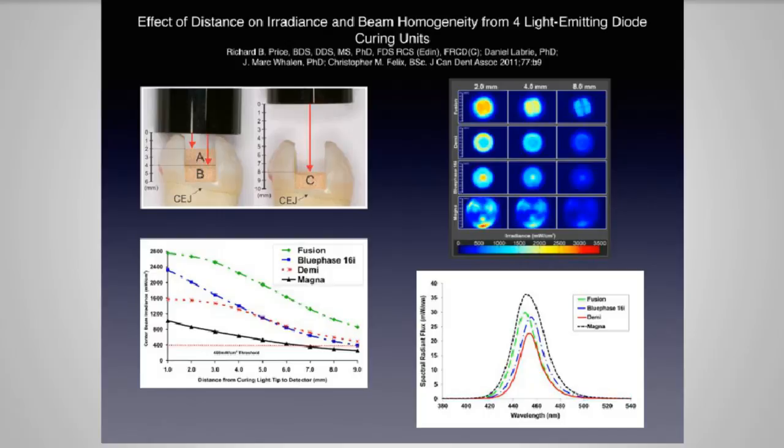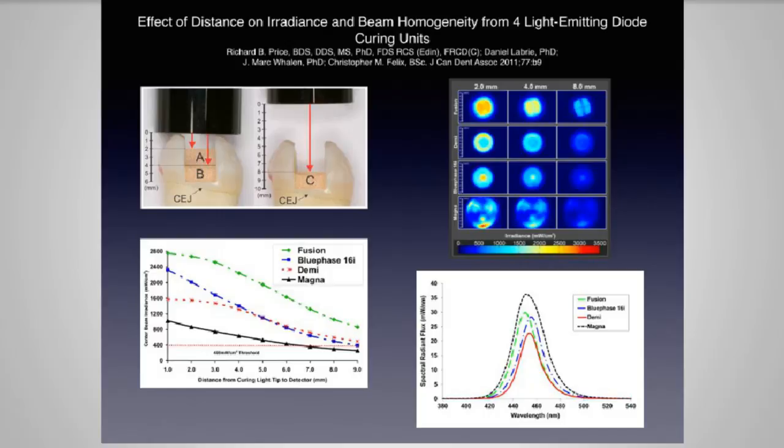In this study by Price, they looked at these 4 lights, Fusion, Bluephase, Demi, and Magma, and found that over distances the Fusion light maintained its integrity for a longer time period and a greater distance than any of the others. And that's really very, very important because as you hold your light further and further away, if you don't have good intensity and ability of that light to photochemically cure, you are going to have a problem.